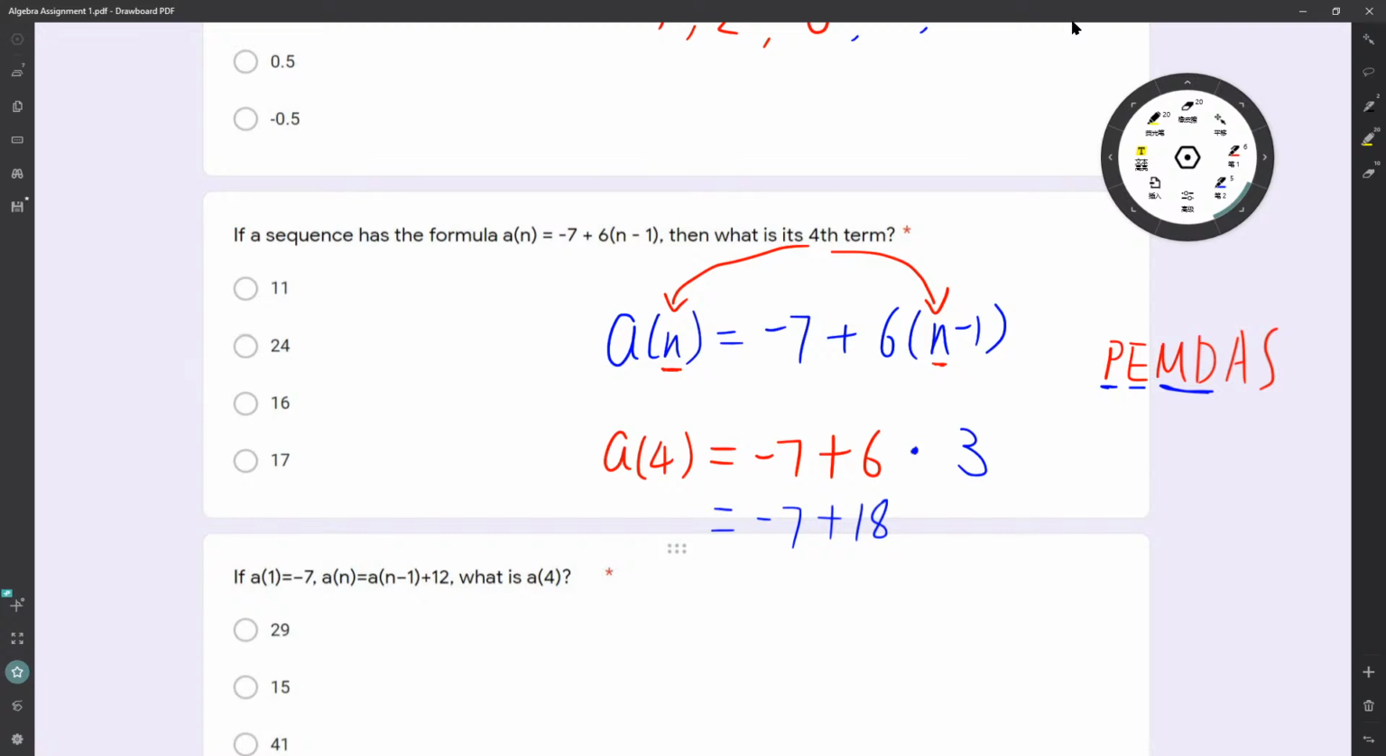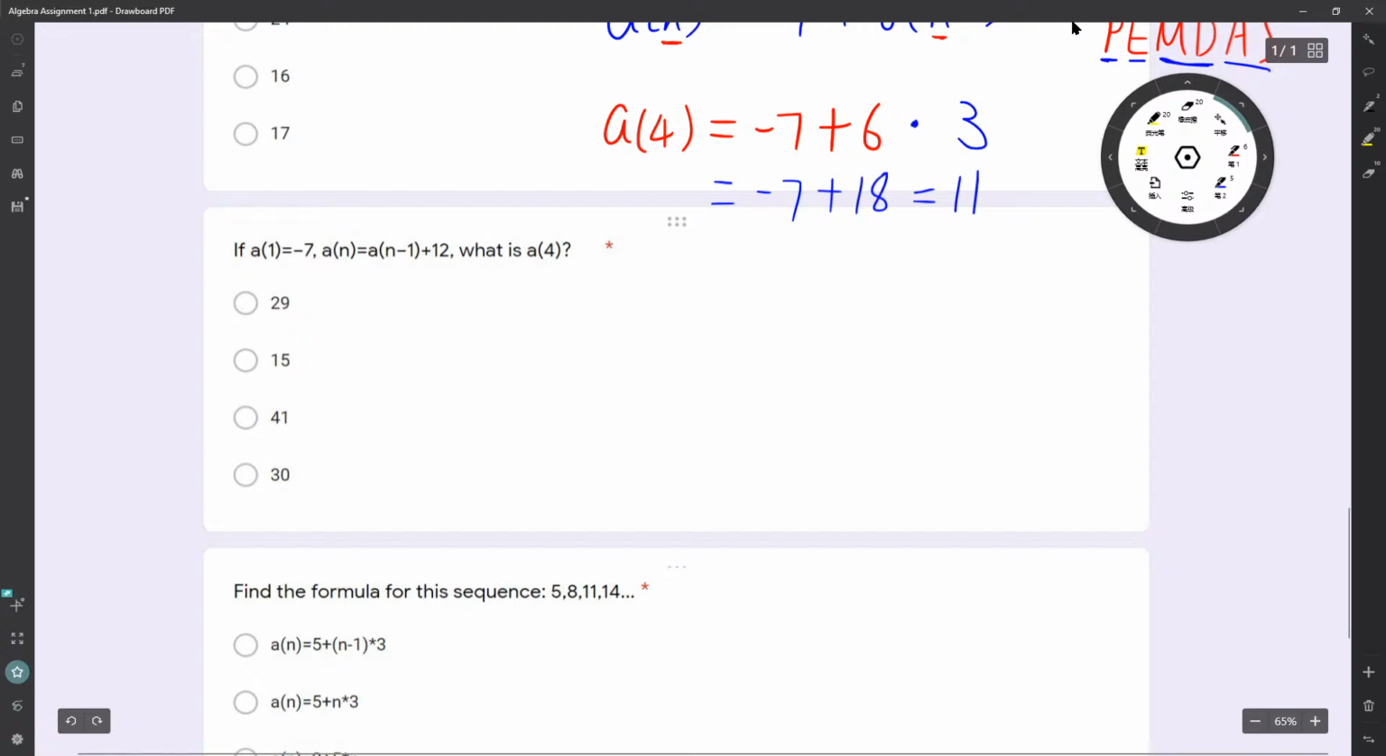And lastly, we go to addition and subtraction. And that's going to be -7 plus 18. That's 11. So therefore, the answer should be 11. Next.